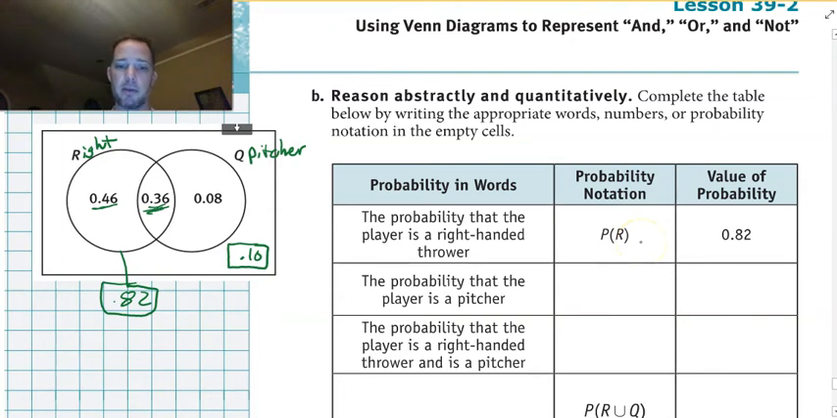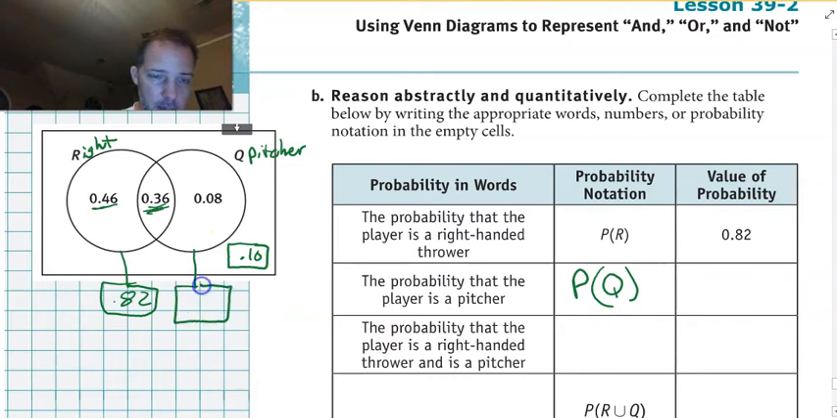What about the probability that a player is a pitcher? So the probability that they are a pitcher would be Q, and we can add these two together here, and we get 0.44 when we add these two together there. Oh, that one was there. I can't erase that one.